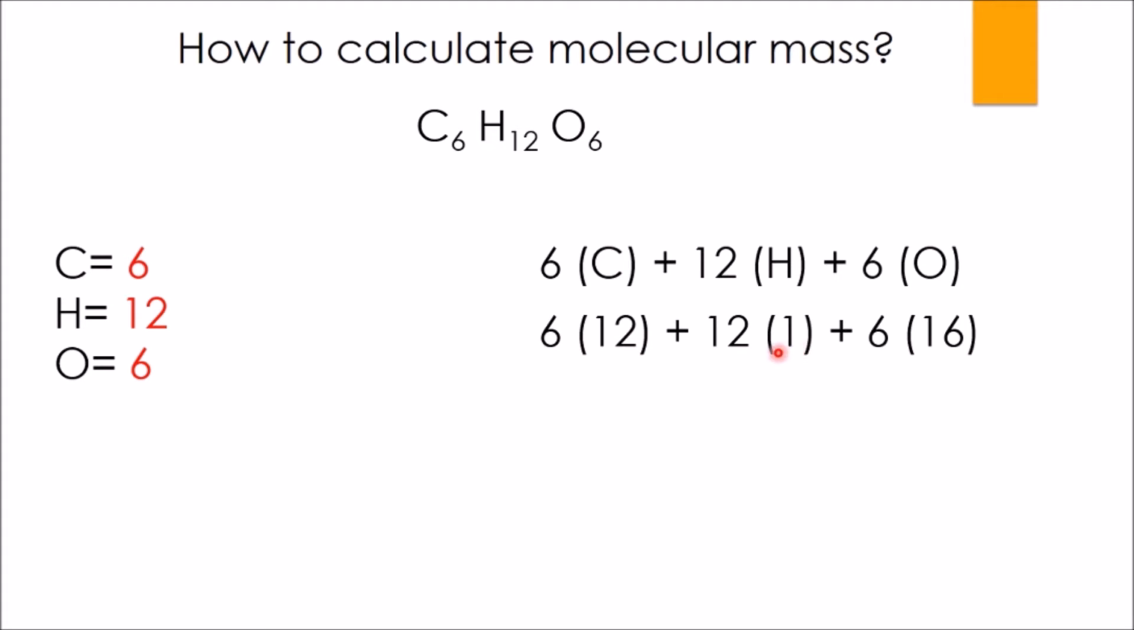We are going to multiply first, and then after that we'll add up all these masses, and after adding up we get 180 grams. So 180 grams is the molecular mass or gram molecular mass of glucose.